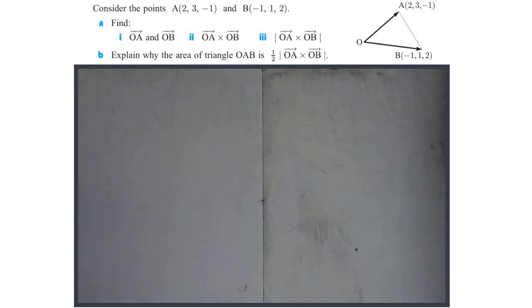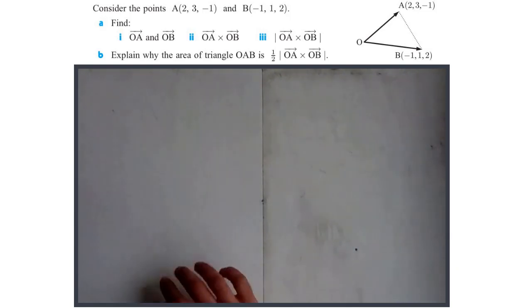Find the cross product OA times OB. Find the magnitude of the cross product OA cross OB, and then explain why the area of the triangle OAB is a half of the magnitude of the cross product of OA and OB.